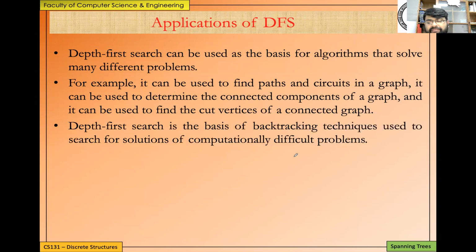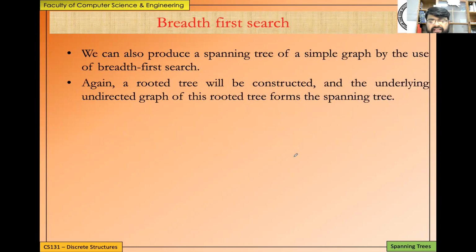Depth first search is the basis of backtracking techniques used to search for solutions of computationally difficult problems. For example, when you are studying artificial intelligence, a lot of backtracking algorithms do exist, and we'll discuss that in detail in AI as well. So that's a course for your sixth semester, and that is where it is very handy as well.